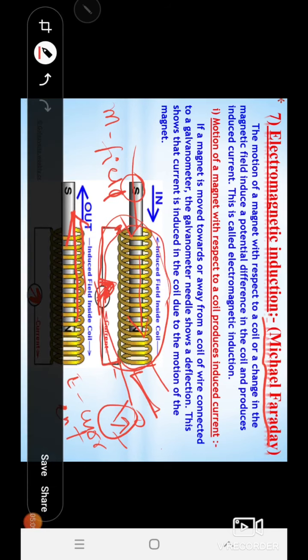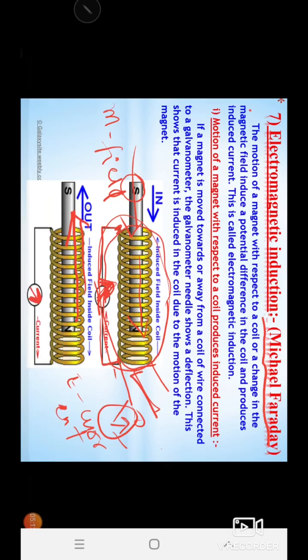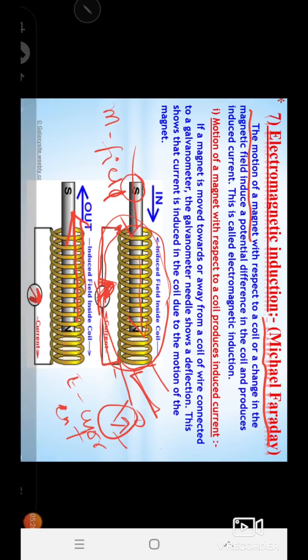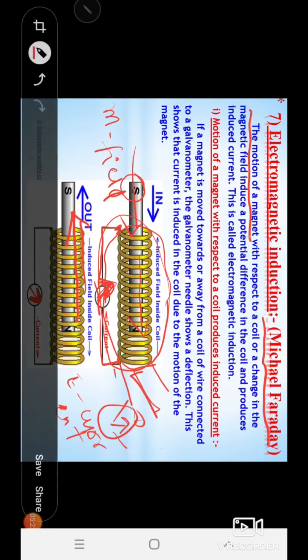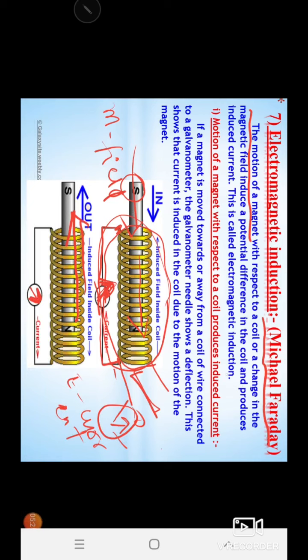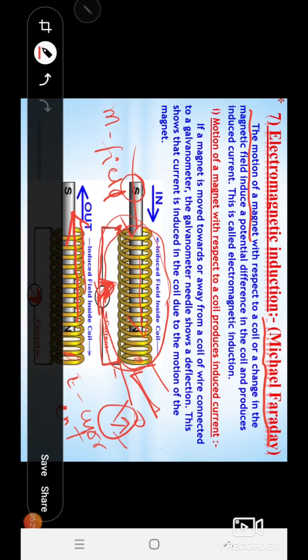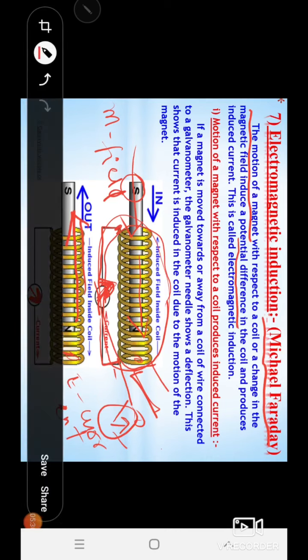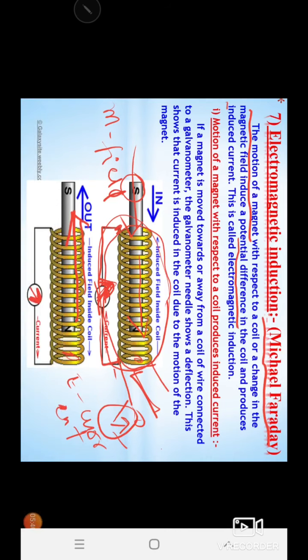Now look at the definition. The motion of a magnet: if we keep it inside, during keeping only it changes the magnetic field. So the motion of a magnet with respect to the coil, this copper coil, or a change in the magnetic field, induces a potential difference, that is, an electromotive force in the coil, and an induced current.